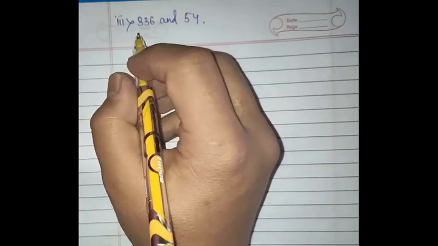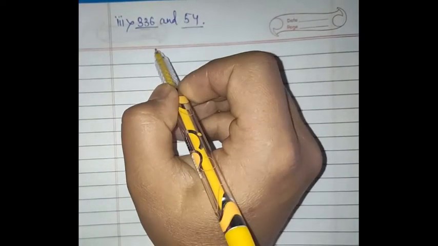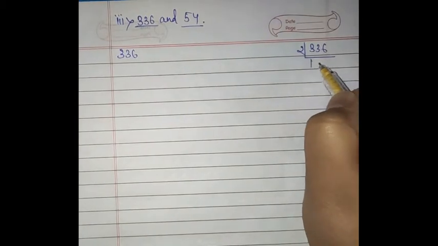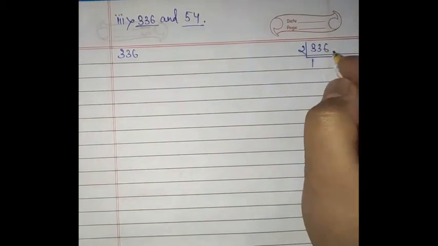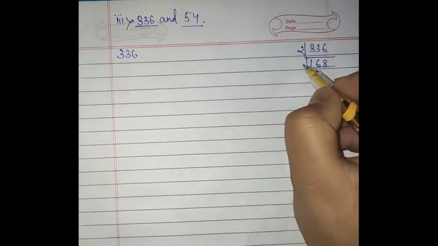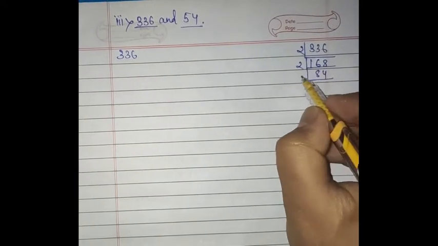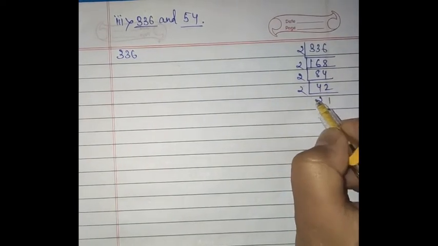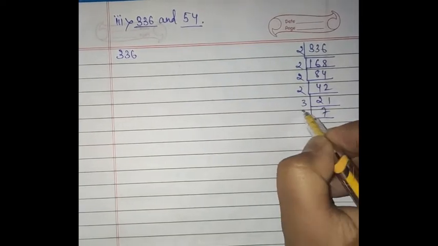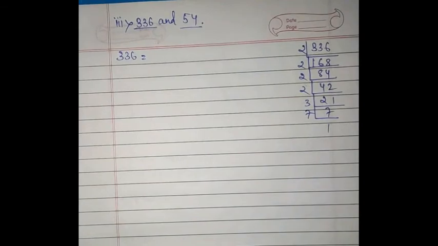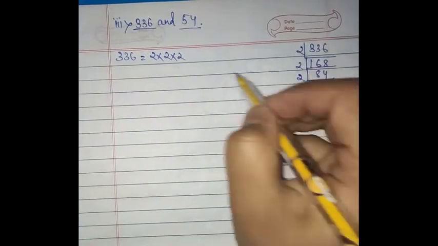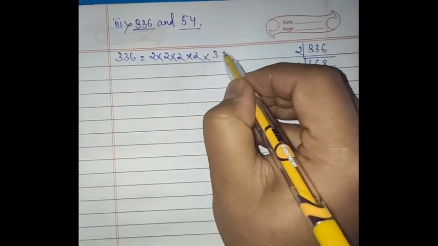So similarly we will solve this, expressing 336 and 54 into their prime factors. 336, let us write the LCM first. So it is 2 into 168, 2 into 84, 2 into 42, 2 into 21, 3 into 7 is 21, 7 into 1 is 7. So when we have to express this 336 into its prime factors, we'll write 2 into 2 into 2 into 2, how many? 1 2 3 4, 4 times, and 3 into 7.